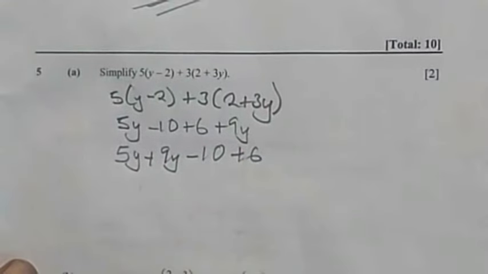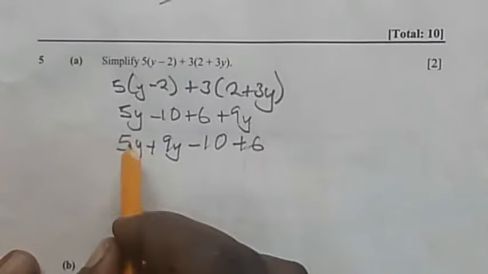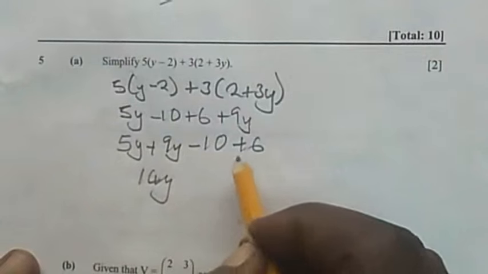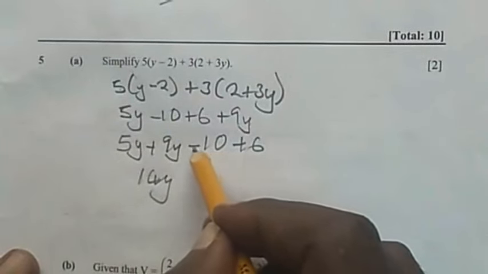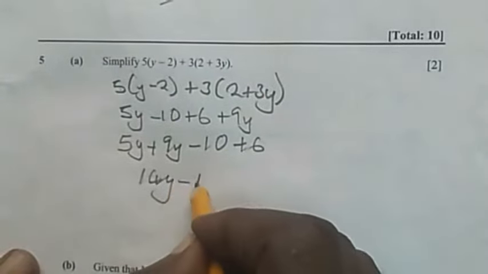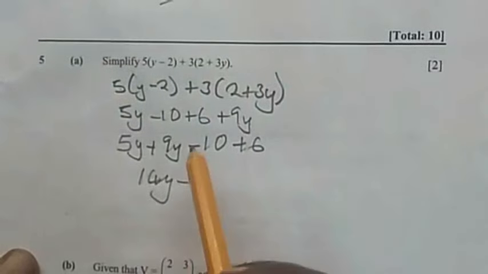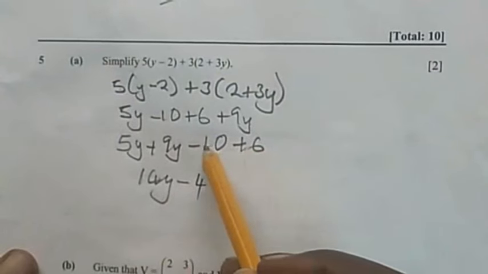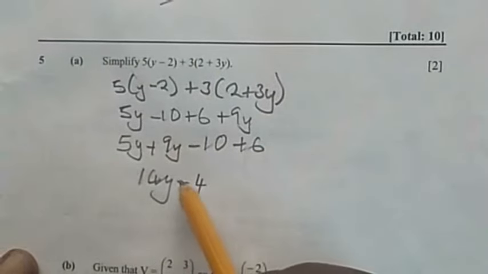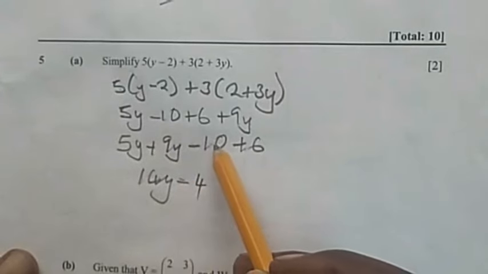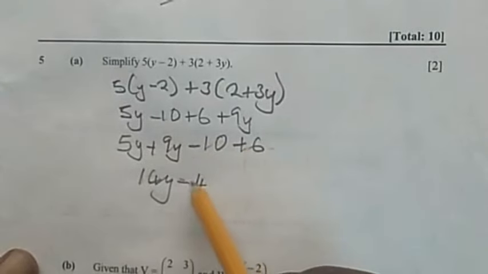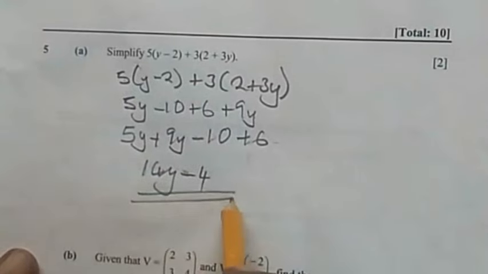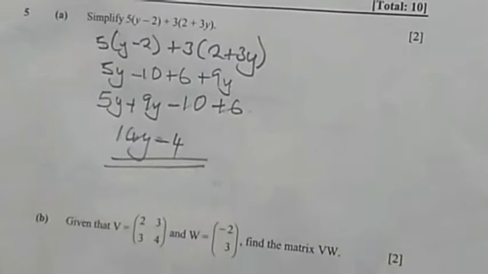Once I've done this, then I'm going to evaluate. 5y plus 9y will give us 14y. Then negative 10 plus 6 will give us negative 4. What has happened here is, which one is bigger between 10 and 6? We know that 10 is bigger, and the sign of 10 is negative, so we're going to write the negative. Then we say, what is the difference of 10 and 6? It is 4. That's why we have come up with negative 4. So 14y minus 4, that is the answer we're going to come up with.